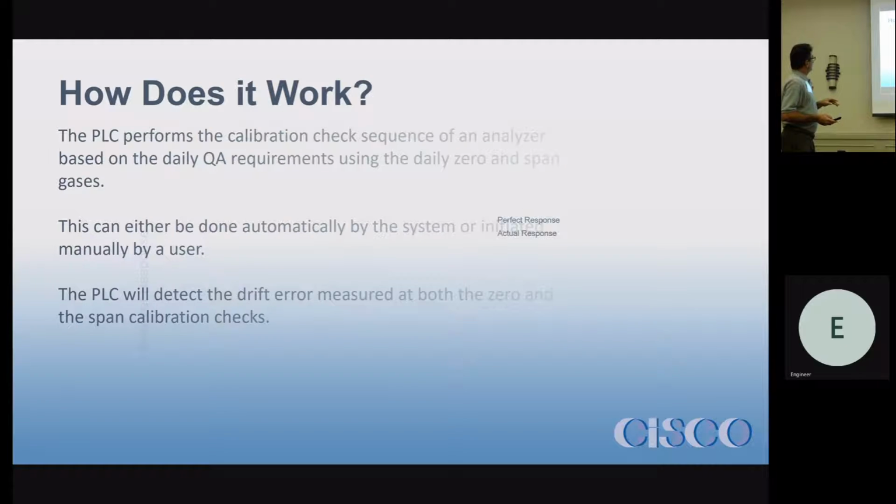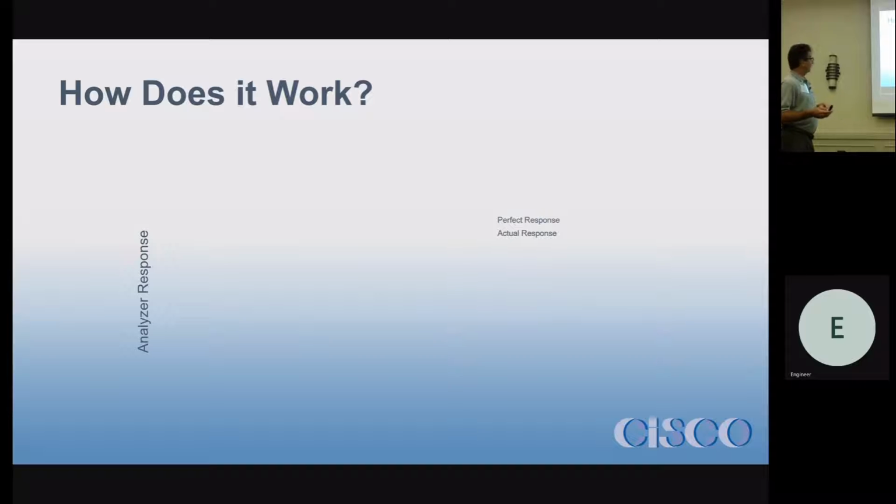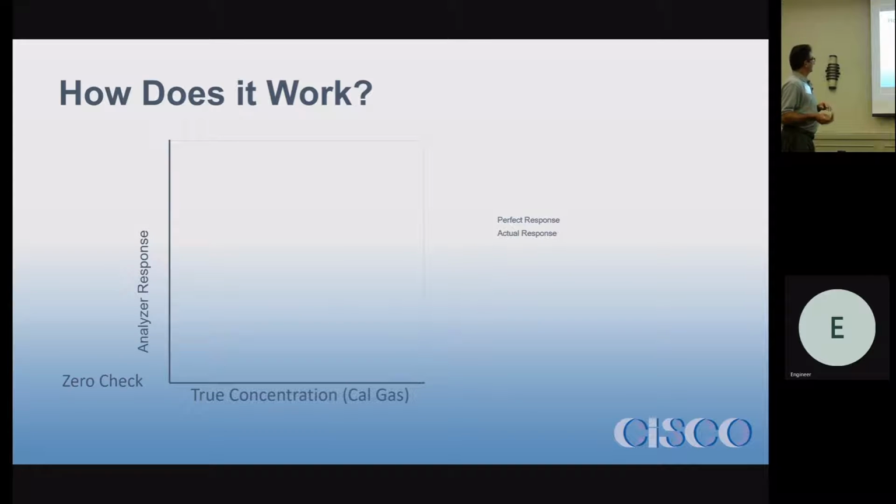Okay, so PLC drift edge. Okay, so basically what it does is it looks for drift at the 0. The anticipation is killing you, I know. Here it comes. 0 check, and then we got a span check. Come on, span check.